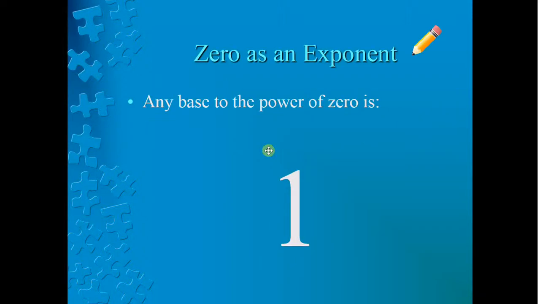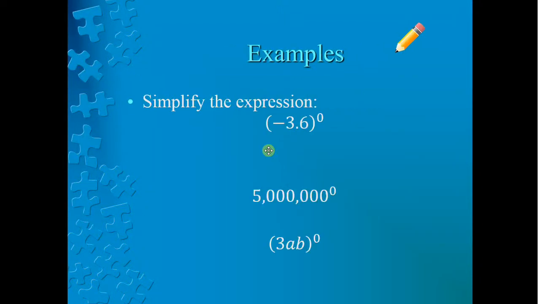Very first note, zero as an exponent. Any base to the power of zero is 1. Always 1, always will be 1. So that is an easy problem on any test or quiz. So let's simplify a few of these expressions.